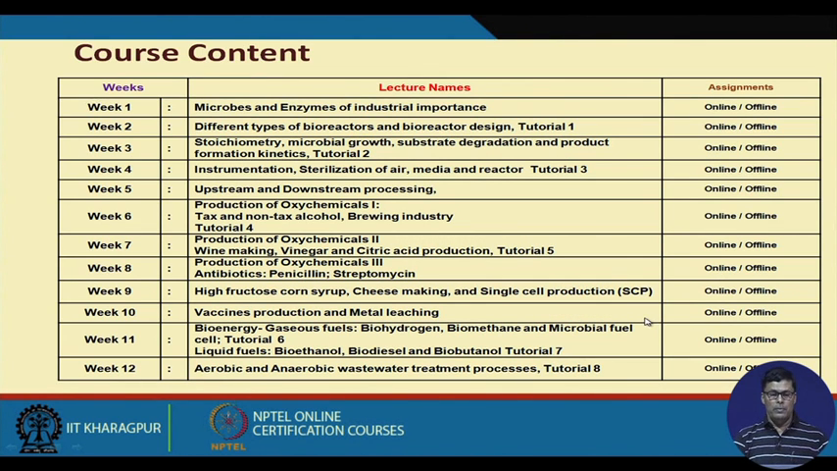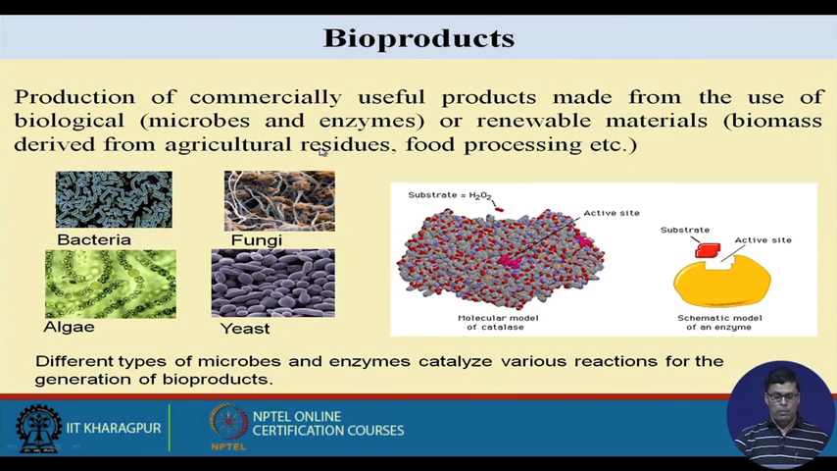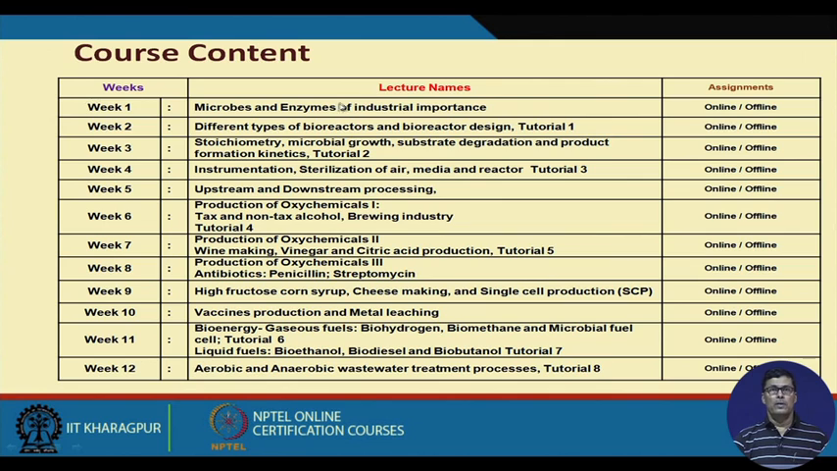Now, I divided this course into different parts. Initially, I shall restrict myself to microbes and enzymes of industrial importance and give you some detailed information on that. Then I shall discuss different types of bioreactors and bioreactor design, followed by tutorial 1. Stoichiometry is a very important part of any fermentation process, because it gives the material and energy analysis of the system. Then microbial growth, substrate degradation and product formation kinetics, followed by instrumentation and sterilization of air, media and reactor.